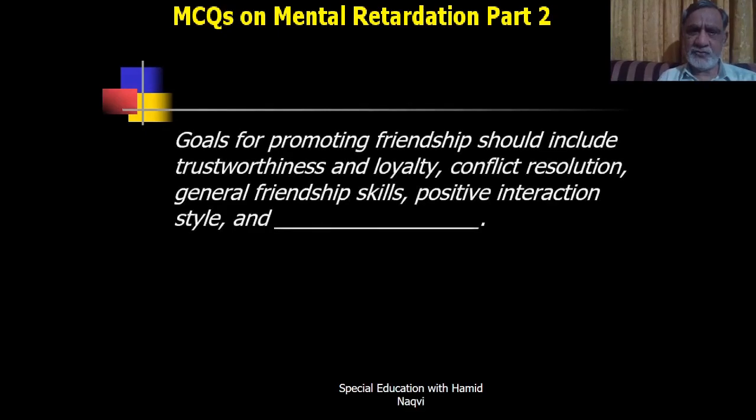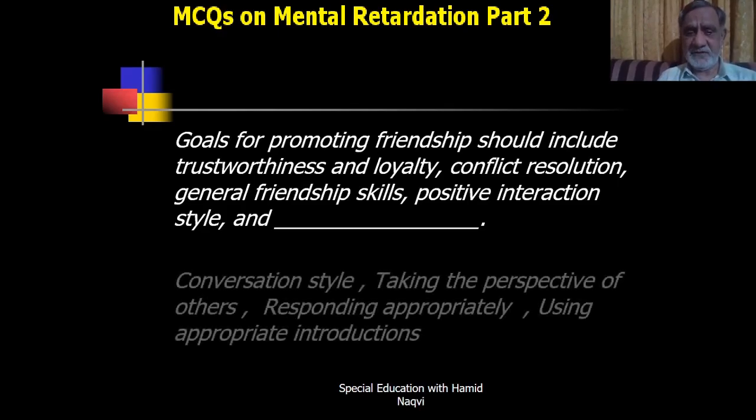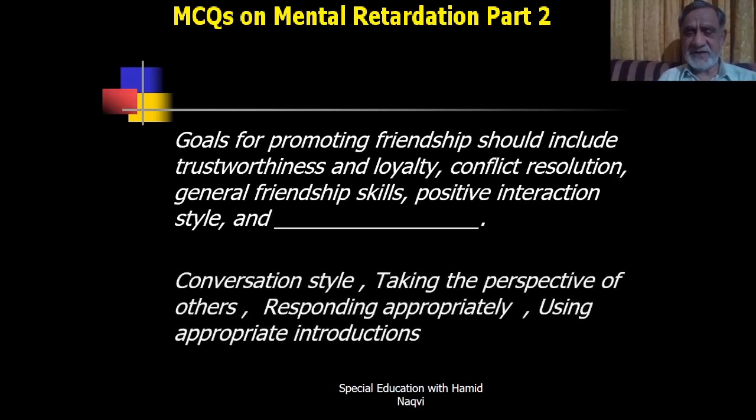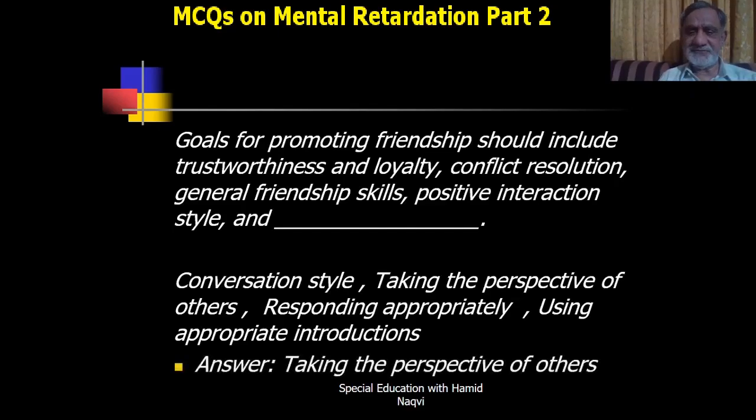Next question is goals for promoting friendship should include trustworthiness and loyalty, conflict resolution, general friendship skills, positive interaction, and dash. Conversation style, taking the perspective of others, responding appropriately, using appropriate introduction. Correct answer is taking the perspective of others.